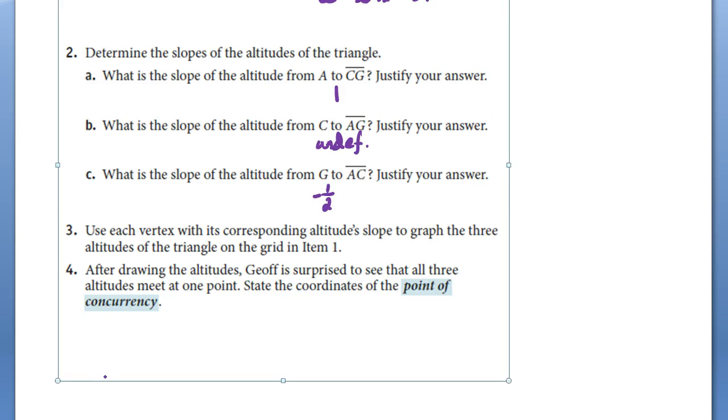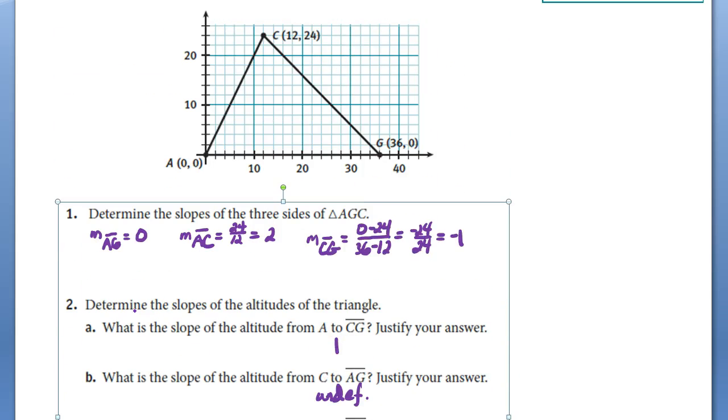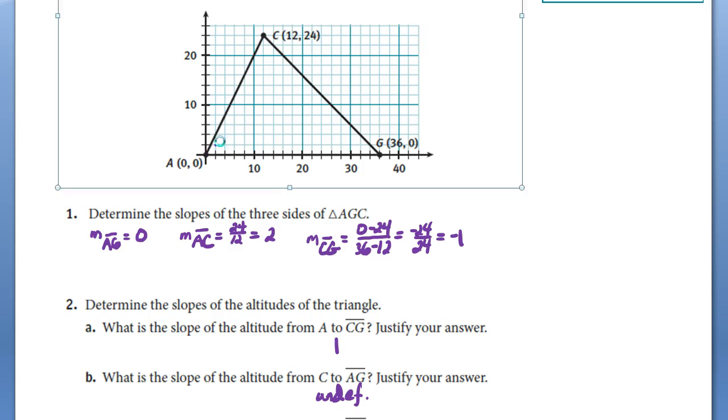Now number 3, use each vertex with the corresponding slope to graph the 3 altitudes of the triangle in the grid. So this first one here, the one that goes from point A across to side CG with a slope of 1, will look like this. Up 1/1 here, up 1/1 here, here. We can keep doing the slope of 1 to very accurately draw this line in. It's going to touch right there. And so we can come back nice and slow and carefully draw in that segment, touching that at a 90-degree angle.